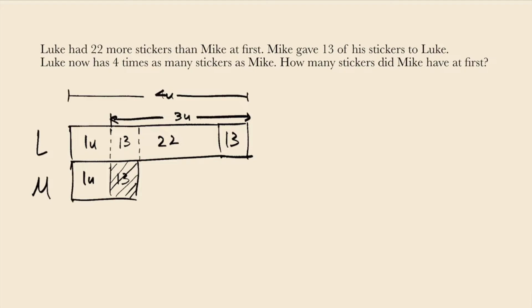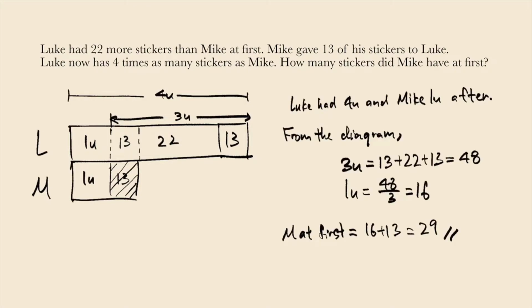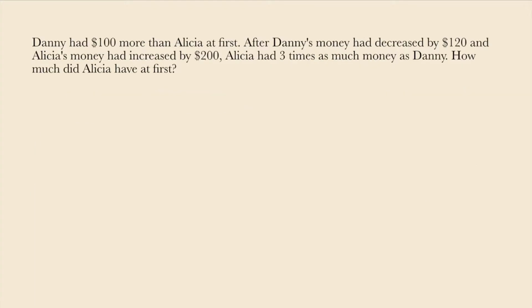Luke had 22 more than Mike at first, so this is the 22. And then we're going to show Mike giving 13 over, resulting in Luke having 4 units and Mike having 1 unit. So the 3 units here represent 2 13s and a 22. So let's form the equation here. 3 units is 2 13s plus 22. 1 unit is 16. Mike at first would be 1 unit plus 13, giving us 29.